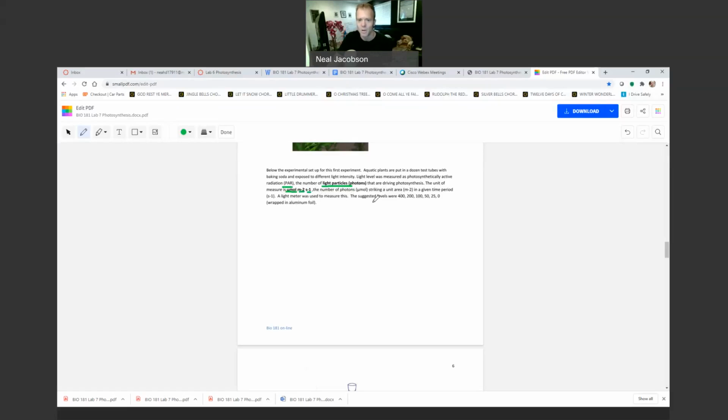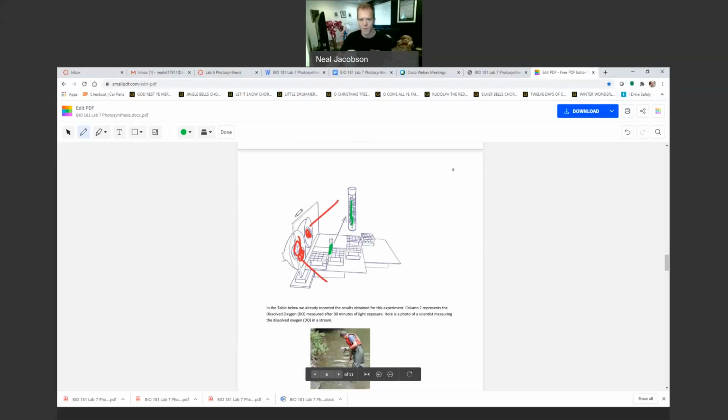So we use the light meter to measure this. We set it at 400 particles per square meter per second, and that was really close to the light source. Then we backed one up a little bit. That was 200, 100, 50, 25, and then one that was wrapped in foil that was 0. Okay, and so that's the experimental setup there.